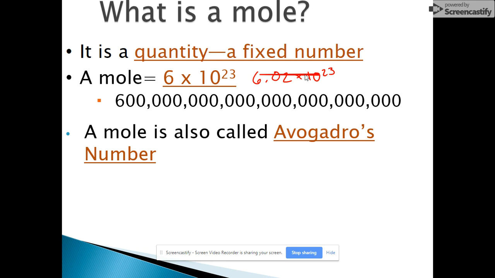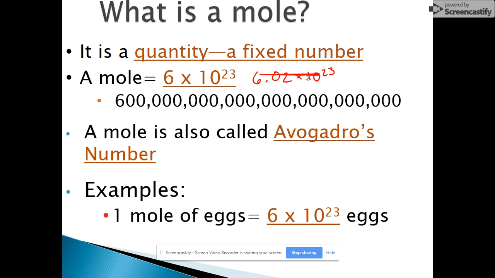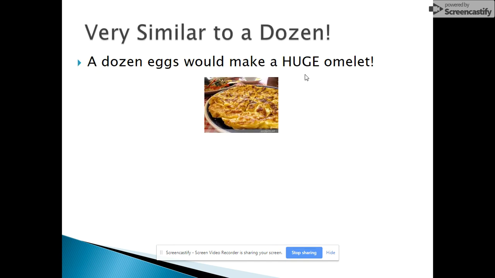We also call it Avogadro's number, as you saw in the video prefacing this presentation. He was the scientist that first came up with this idea of the quantity being the same. And just like a dozen is always equal to 12, 1 mole is always equal to 6 times 10 to the 23rd. So 1 mole of eggs equals 6 times 10 to the 23rd eggs. 1 mole of cars is 6 times 10 to the 23rd power of cars. Very similar to a dozen.